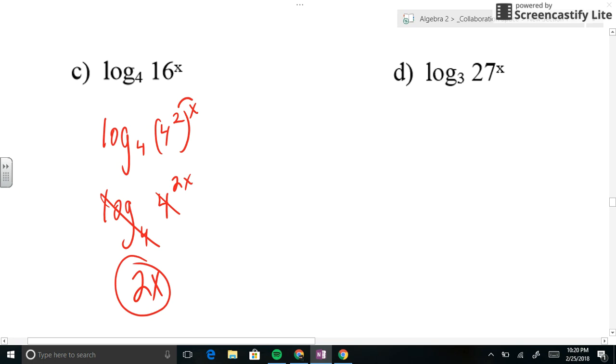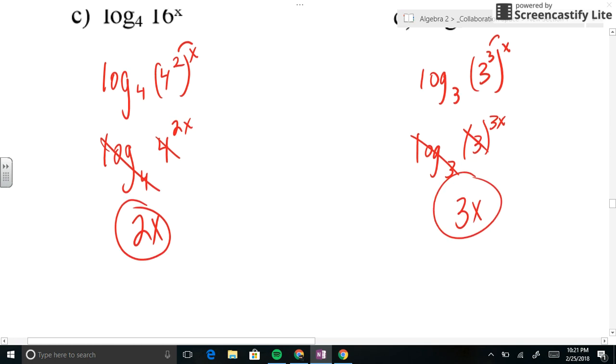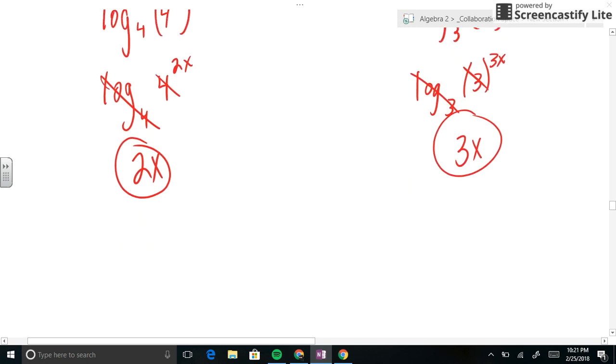And the last one, log base 3 of 27 raised to the x. I can change 27 to 3 cubed because 3 cubed is 27. And then don't forget to put the exponent down on the 27, which was the x, right? 3 cubed is 27. 27 gets raised to the x power. So here I could just distribute the x. So I got log base 3 of 3 to the 3x. And now I have a log base 3 and a 3. They'll cancel out. They're opposite. And my answer is just what the exponent is, which is 3x. And that is how I can simplify some expressions.